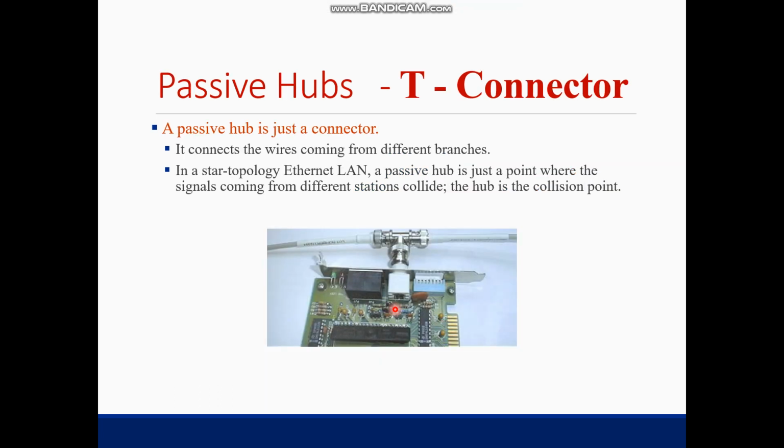So the first category is the passive hubs, and sometimes they are called T connectors. It's just a connector, and it works under the physical layer, and it connects the wires coming from different branches. That means all the cables coming from the different computers are going to be connected to this connector, and it's just like the star topology. It's a point where the signals coming from the different hosts are going to collide, so the hub is called the collision point.